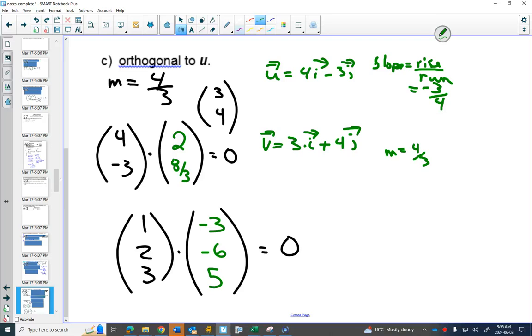And in 3 dimensions, it's a little bit harder because you don't have that idea of the negative reciprocal with slopes.